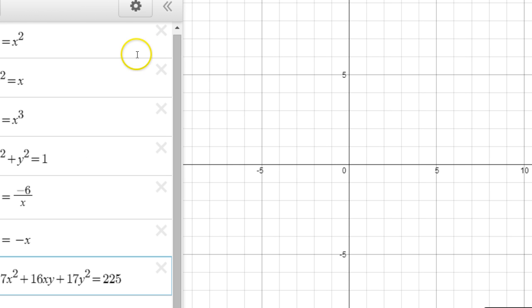Alright, welcome. We're talking about families of graphs today, and this is just like in Algebra 2 when you did families of graphs, except this one we're going to be looking at this other function called the greatest integer function.